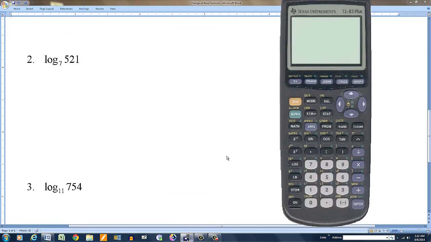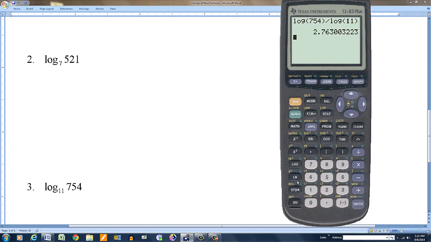Log of 754 to base 11. So again, using the log to base 10, that's log, that'll be 7, 5, 4, divided by the log of 11. Again, same base, 10. Hit enter, and there we have it.